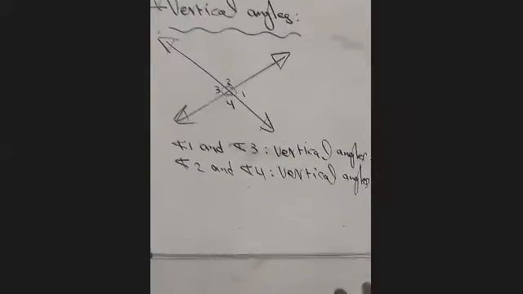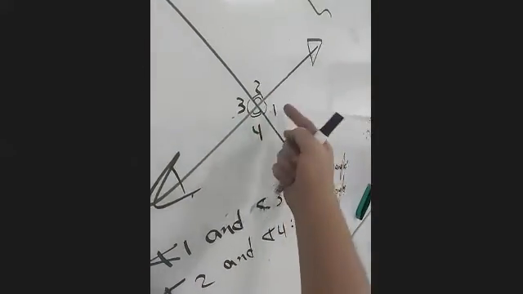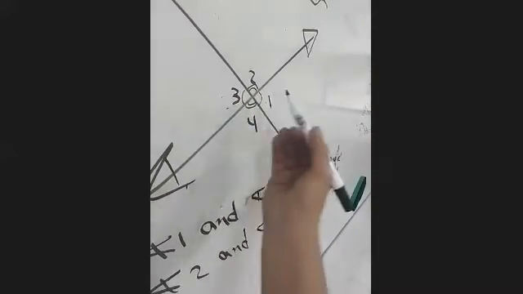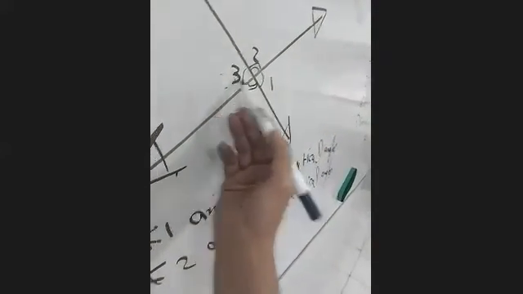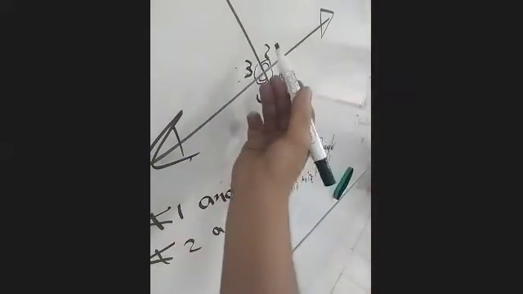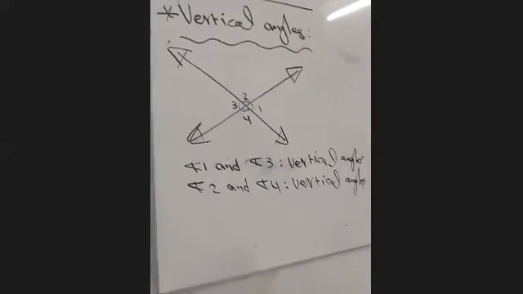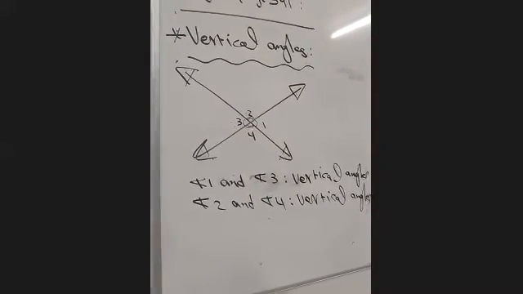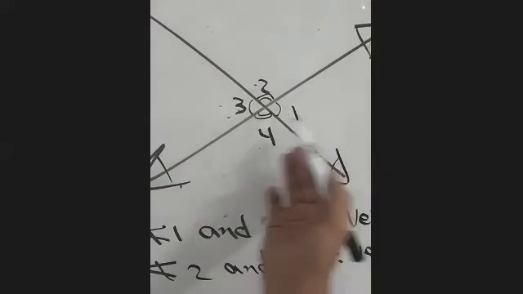So what are the vertical angles? Let's say they are opposite to each other. Opposite to each other. Okay, guys? So angle 1 with angle 3, we call them vertical. Angle 2 with angle 4, we call them vertical. Now, what is the relationship between the vertical angles?